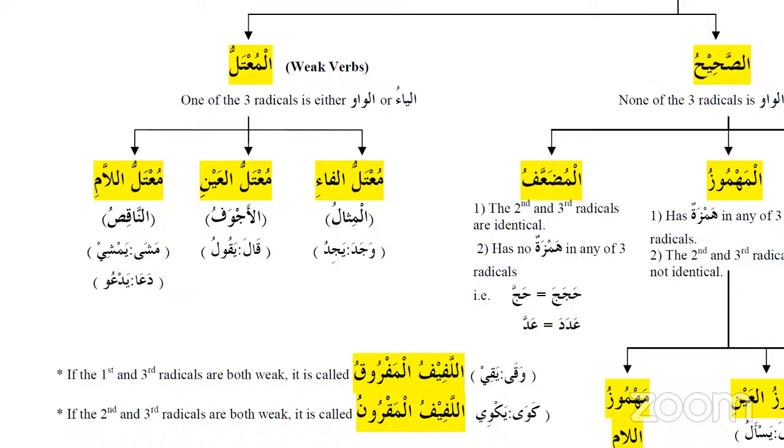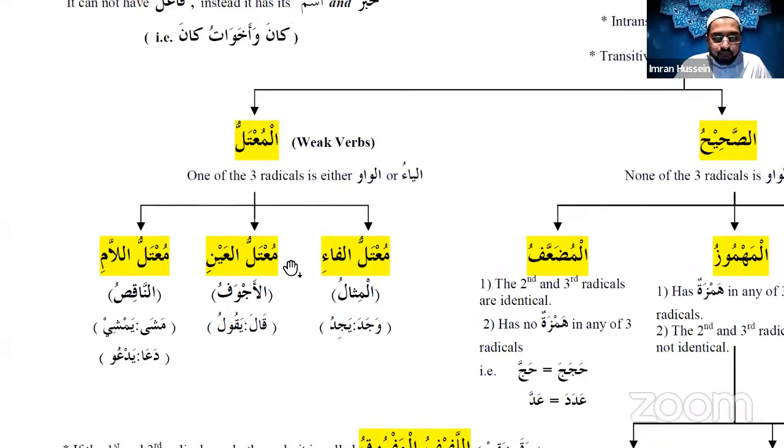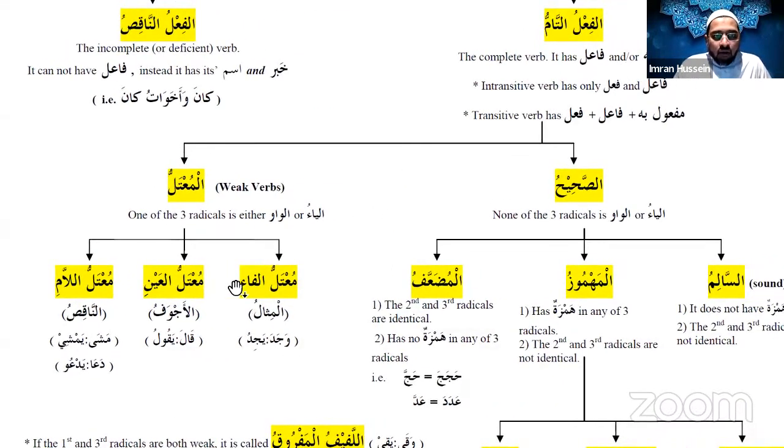Now, then we have mu'talul ayn. When it says mu'talul fa, mu'talul ayn, mu'talul lam, let me explain this for you. It refers to the fa, ayn, lam. As there are three letters of this verb, fa, ayn, lam, each is called a radical. Fa is called the first radical, ayn the second radical, lam the third radical.